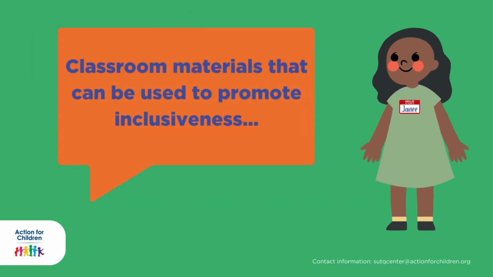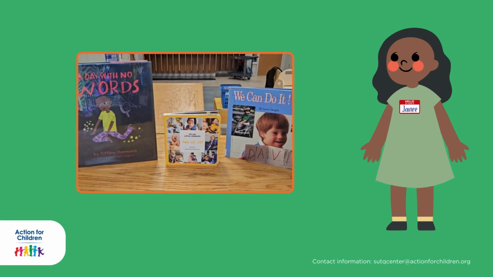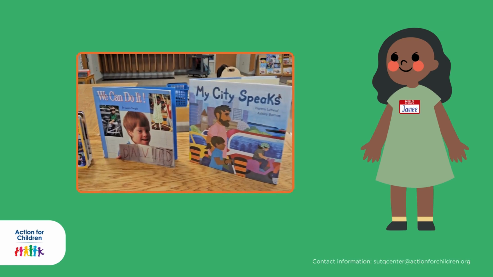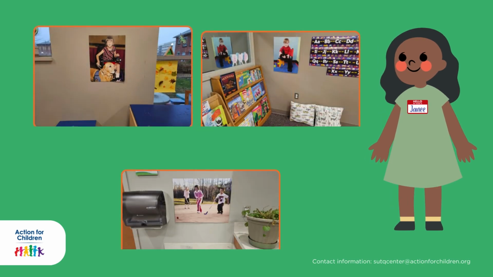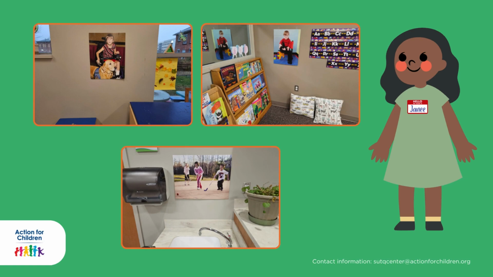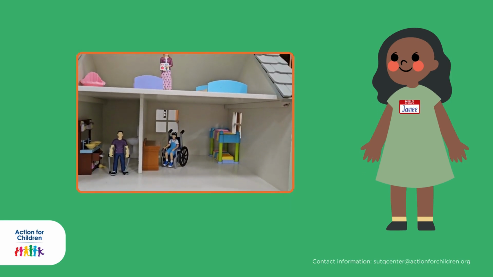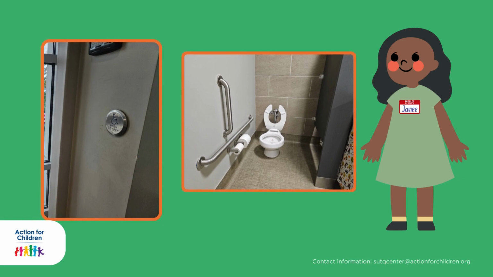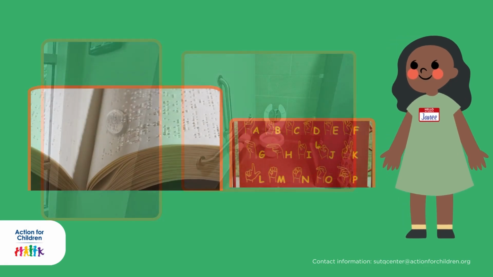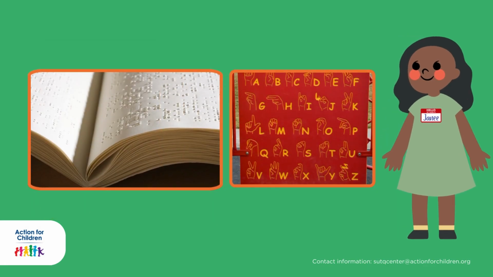So what classroom materials can be used to promote inclusiveness? Books that feature people of varying abilities in a positive manner. Pictures of people who have a disability, physical differences, or adaptive equipment. Toy people, figurines, dolls, and puppets of people who have a disability, physical difference, or adaptive equipment. Adaptive materials for children with disabilities, such as books in Braille, a poster of the sign language alphabet, or a communication board.